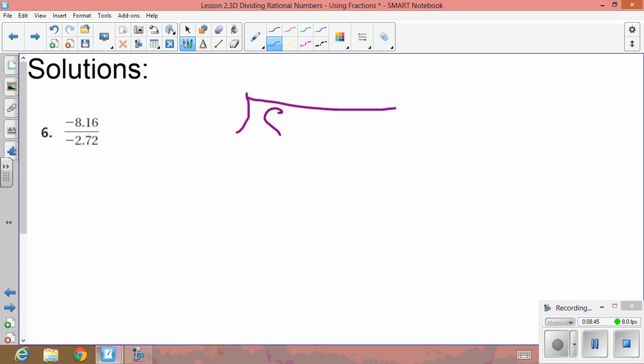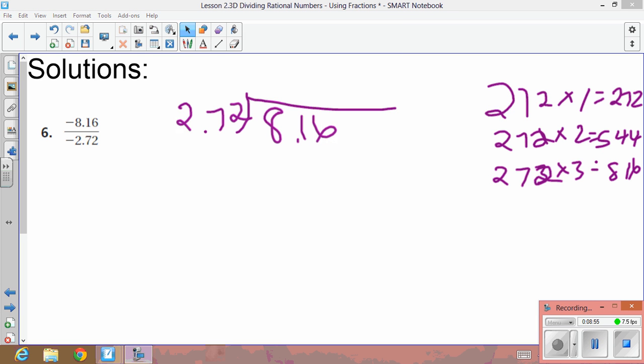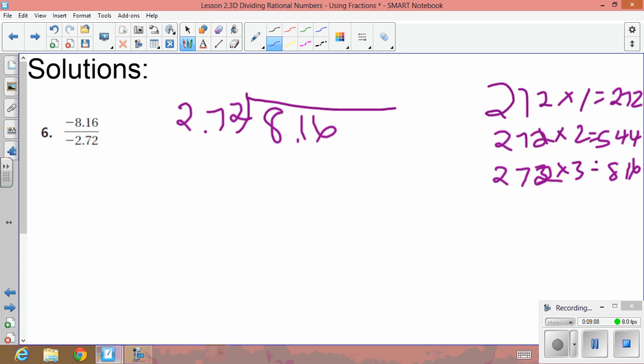Number 6, we're going to take 8.16 and divide it by 2.72. So off in the margin, I took 272 and I times it by 1, 2, and 3. So what I'm going to do first is make sure that my divisor is a whole number. In order to do that, I need to move the decimal point twice to the right. So since I moved this decimal twice to the right, I must also move this one twice to the right.